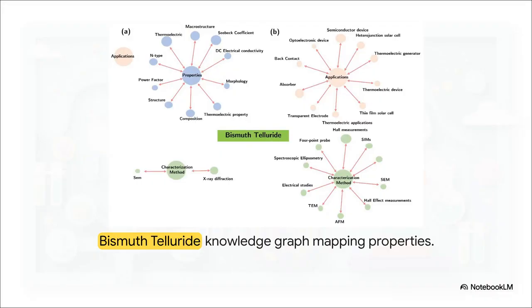Now, what's really fascinating is seeing these abstract entities mapped out in a visual web. Take the material bismuth telluride, for instance. Notice how the algorithm has transformed raw text from thousands of different, disconnected papers into this connected, machine-readable network of relational triples. Applications branch out into domains like solar cells and thermoelectric generators, while distinct material properties form their own web of connections. The data is no longer locked away in static paragraphs, it's a dynamic, living map of knowledge.